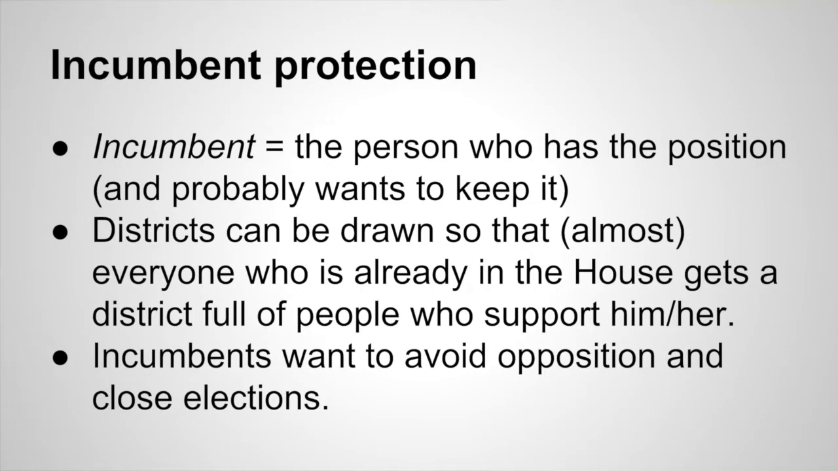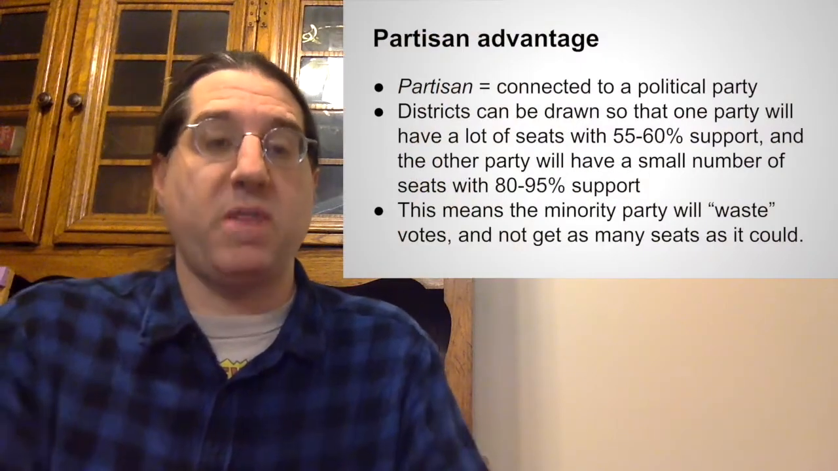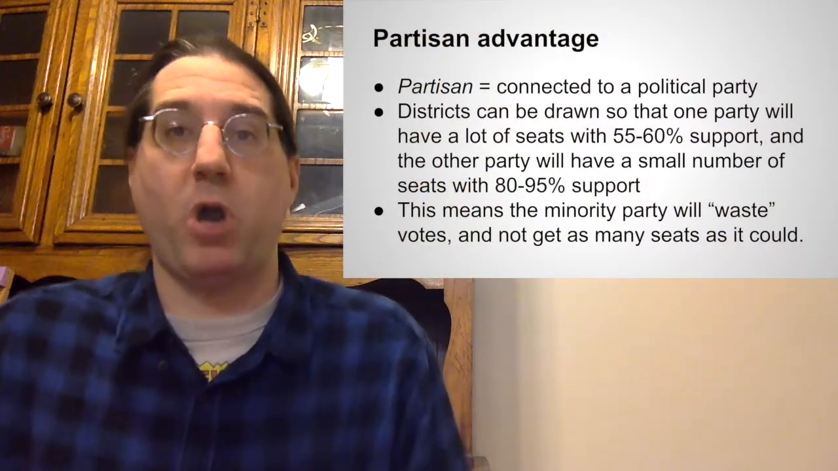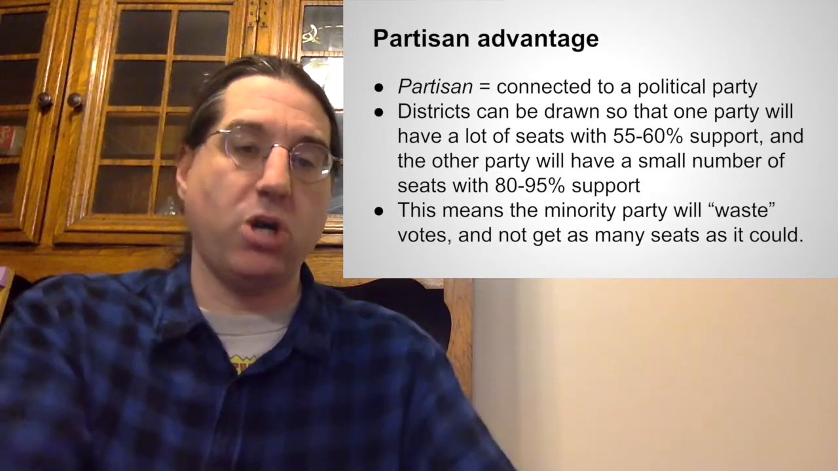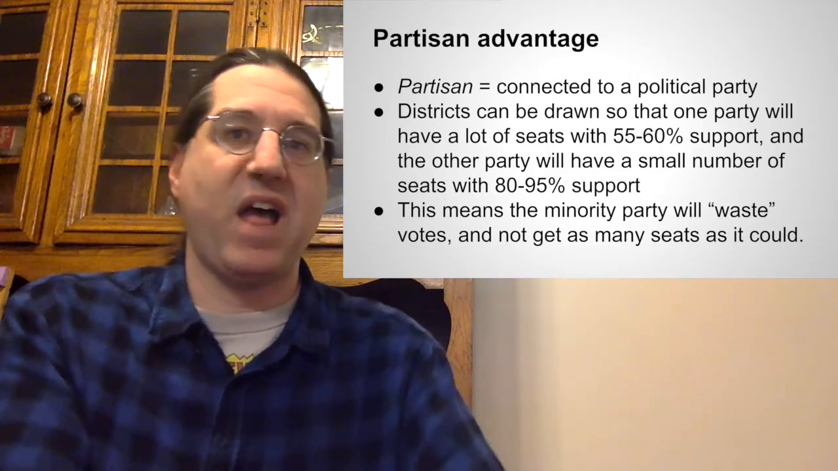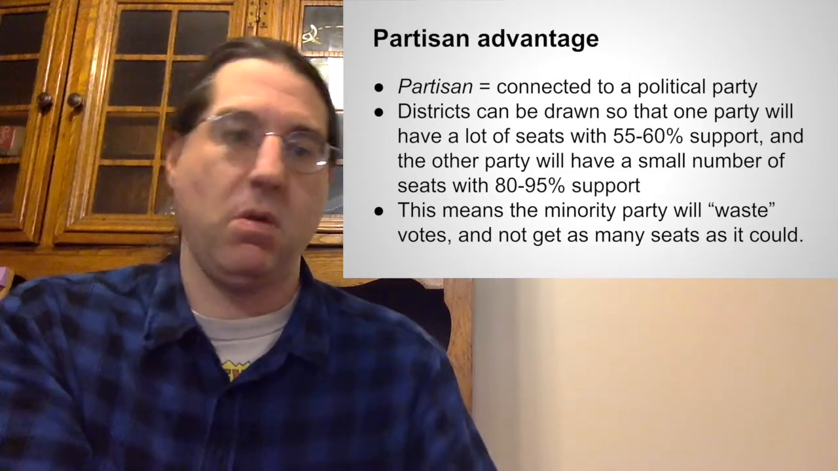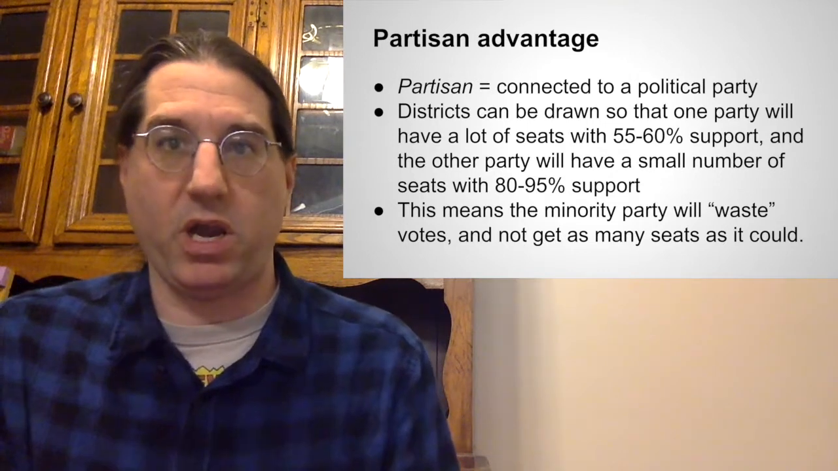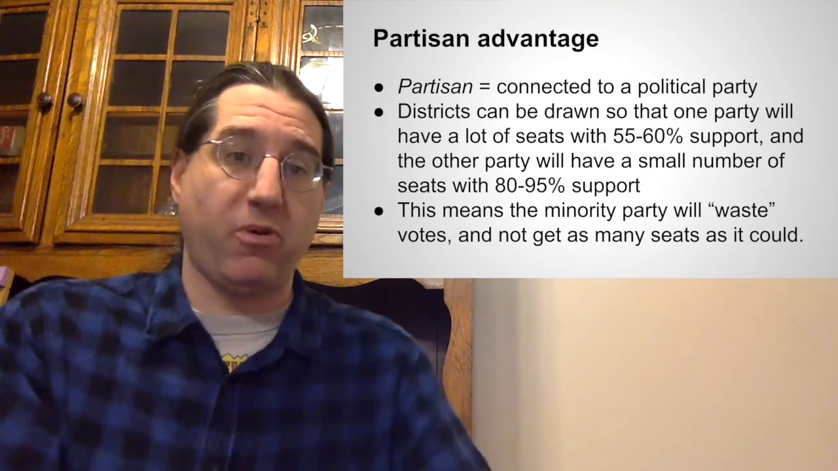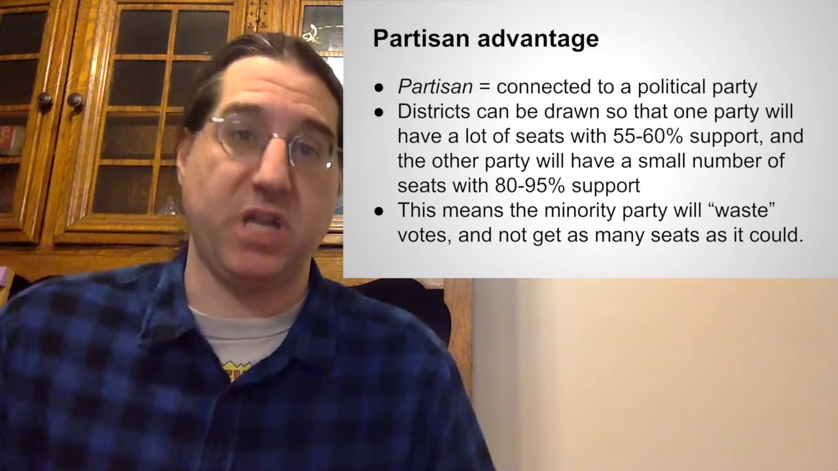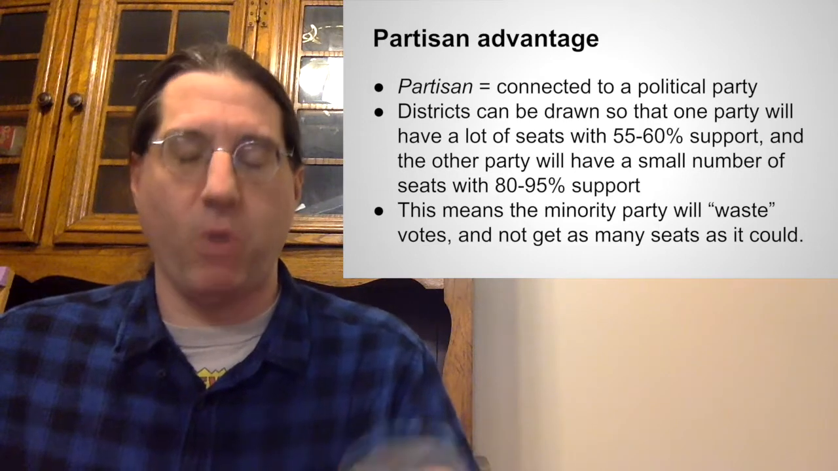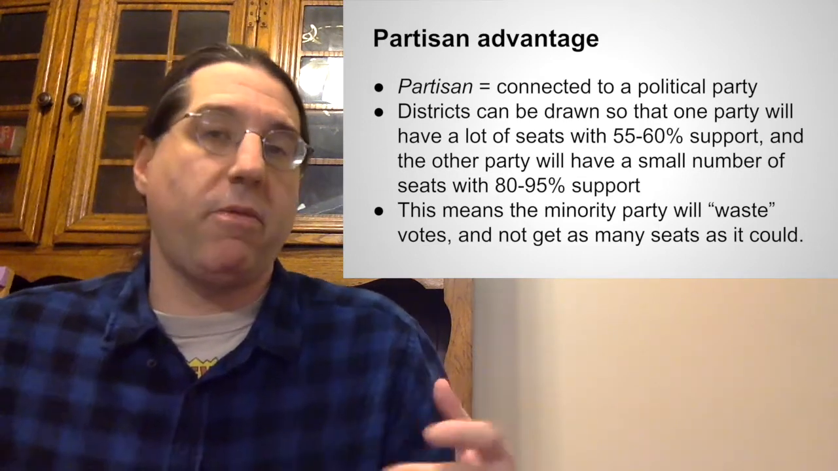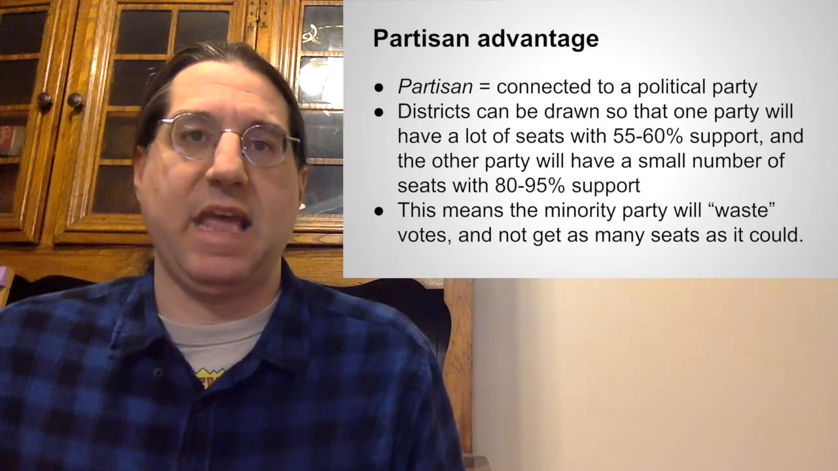Similar to, but not exactly the same as incumbent advantage, is partisan advantage. That's when you're drawing the districts to try and help a particular political party. You can draw the districts so that one party will have a large number of seats where 55 to 60% of the voters like them, and then 40 to 45% like the other party. And then the other party gets a small number of districts where they have 80 or 90% support. Well, this means that a lot of the voters who support the minority party, their votes will be wasted. They won't get as many seats as they can. Okay.